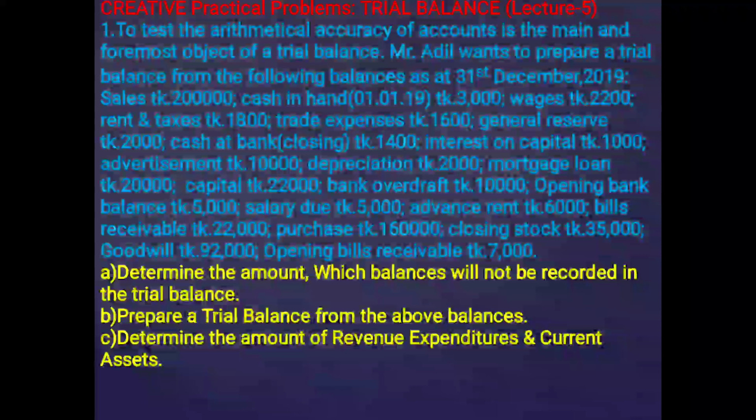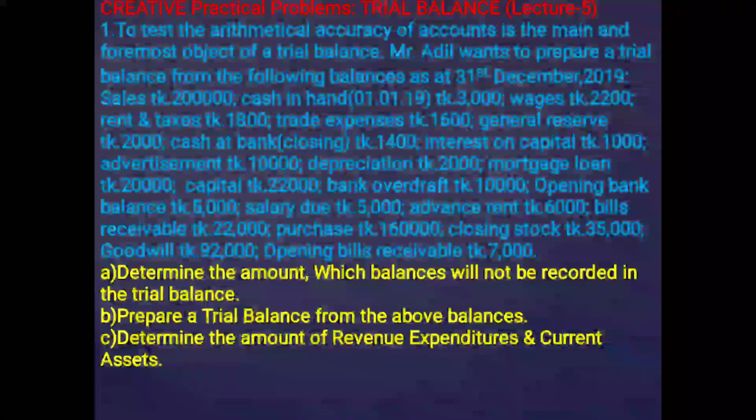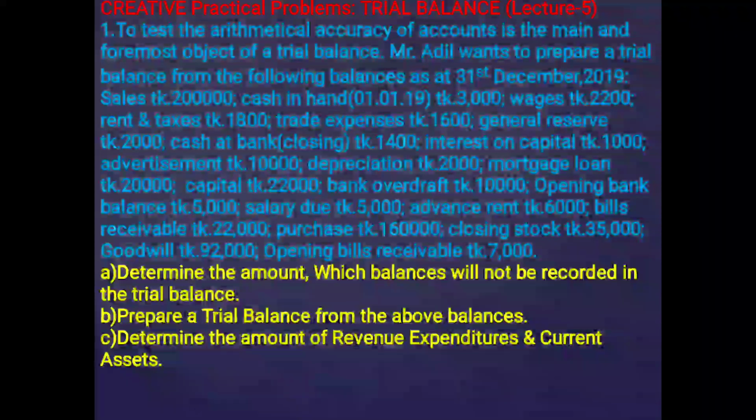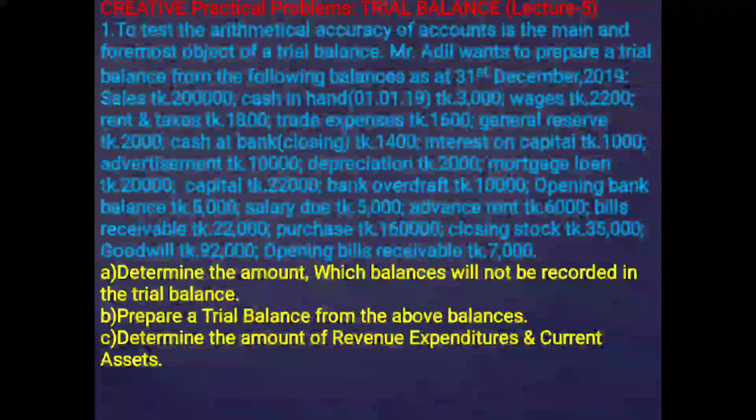Sales taka 2 lakh, cash in hand taka 1119, that is opening cash balance taka 3000, wages taka 2200, rent and taxes taka 1800, trade expenses taka 1600, general reserve taka 2000, cash at bank closing taka 1400, interest on loan taka 1000, advertisement taka 10,000, depreciation taka 2000, mortgage loan taka 20,000, capital taka 22,000, bank overdraft taka 10,000, opening bank balance taka 5,000, salary due taka 5,000, advance rent taka 6,000, bills receivable taka 22,000, purchase taka 1,60,000, closing stock taka 35,000, goodwill taka 92,000, opening bills receivable taka 7,000.